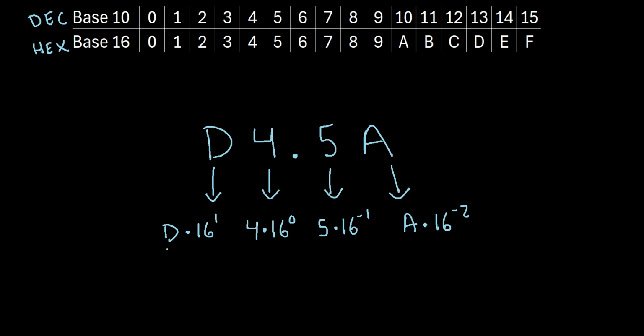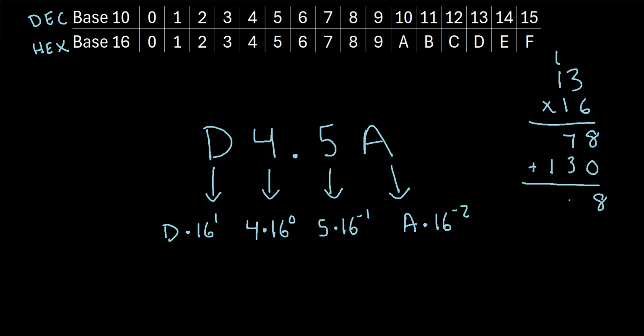So let's start right here. D times 16 to the first. So 16 to the first is just 16, and d, we said, is equal to 13 in the hexadecimal system. So let's see, what is 13 times 16? 6 times 3 is 18. 6 times 1 is 6, plus 1 is 7. We'll put a 0 here. 1 times 3 is 3, and 1 times 1 is 1. So we get 8 plus 0 is 8. 7 plus 3 is 10. We'll put the 1 right here. 1 plus 1 is 2. So 13 times 16 is 208. So right here we get 208.